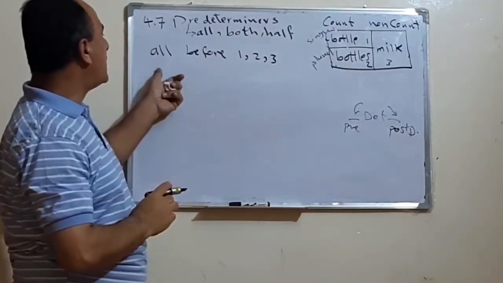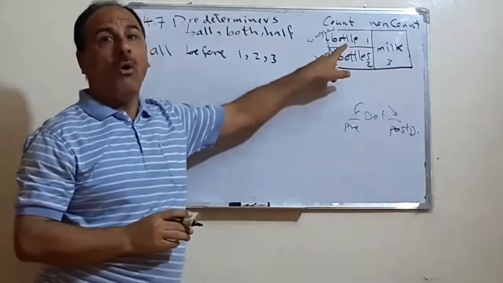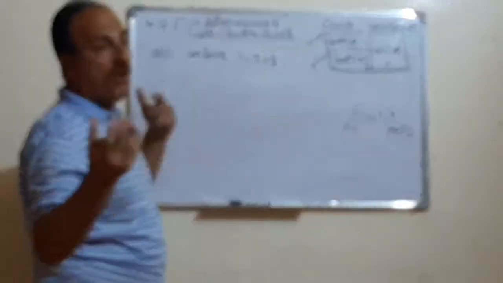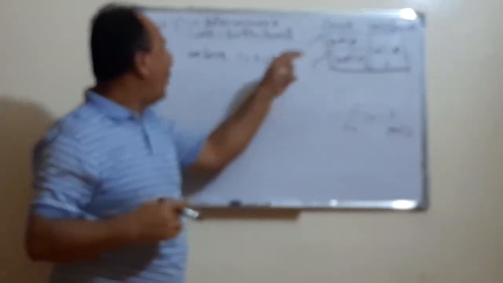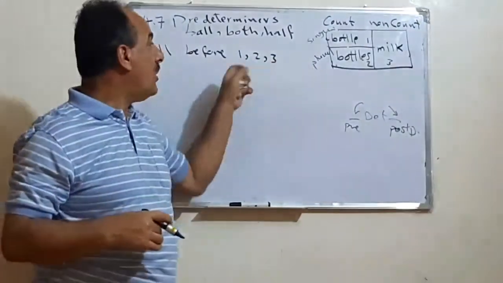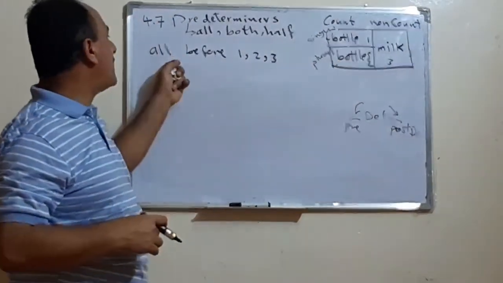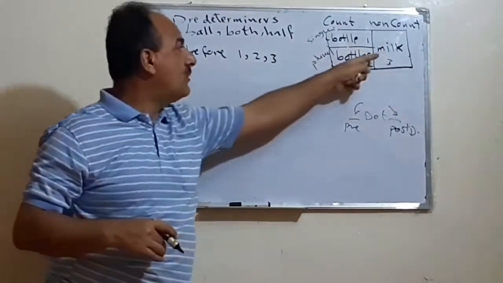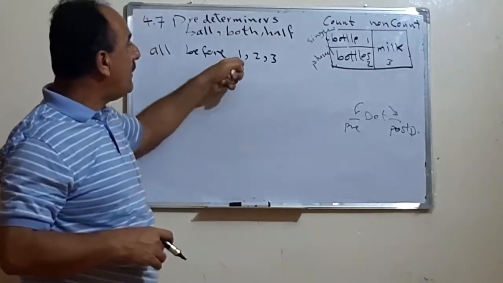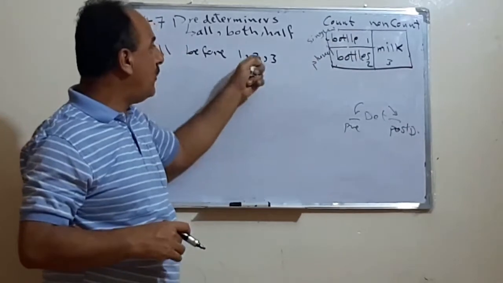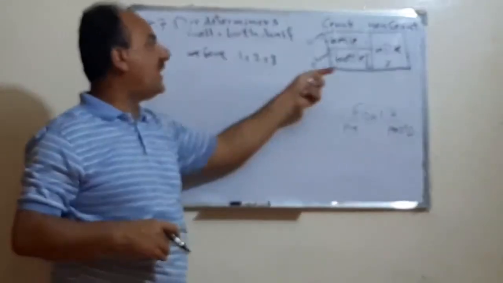So we can say all the door, all the bottle. We drank all the bottle. So all can be used before plural, all bottles are empty. Or we can say all milk was drunk. So all can be used before number 1, the singular, before number 2, the plural, and before number 3, the uncountable.